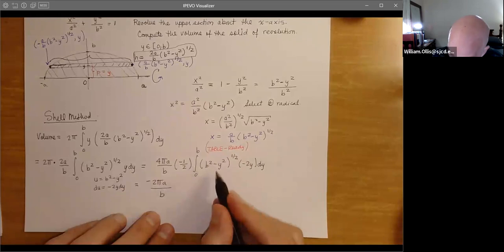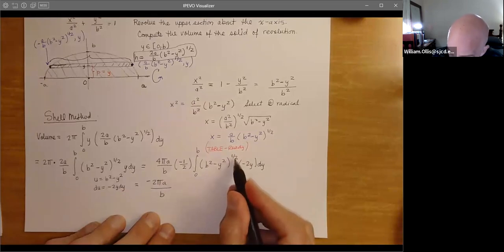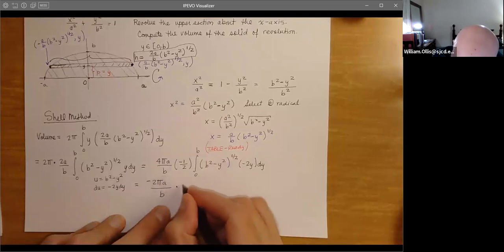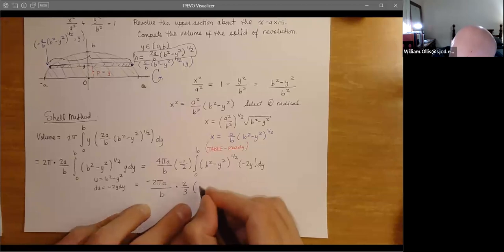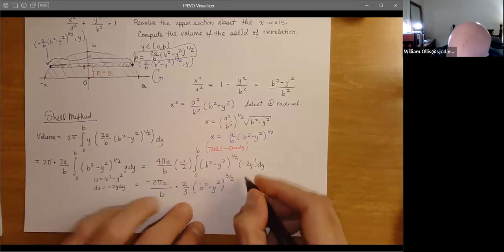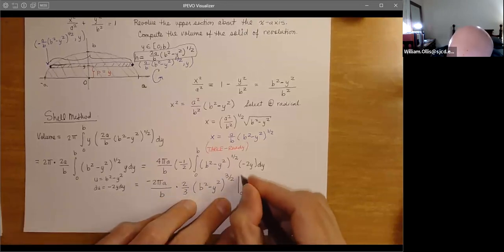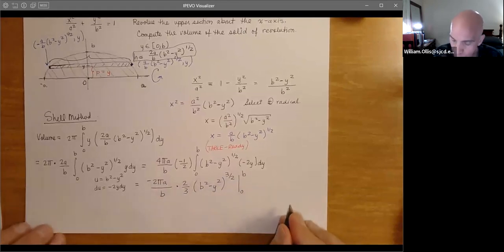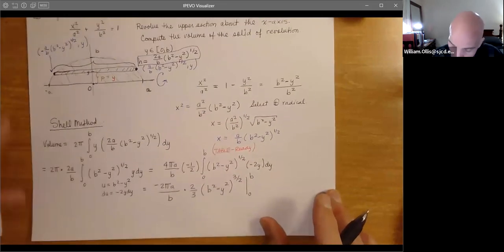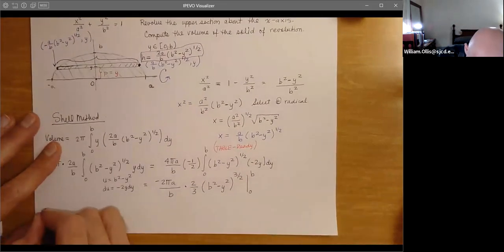And now we add 1 divided by the new power. So the new power is 3/2. So division by 3/2 is 2/3. And so this gives us b squared minus y squared to the 3/2 evaluated 0 to b. So these are kind of fun. You know, if you did the derivation for the volume of the sphere, you see a similar calculation here. So now let's go ahead and complete this.